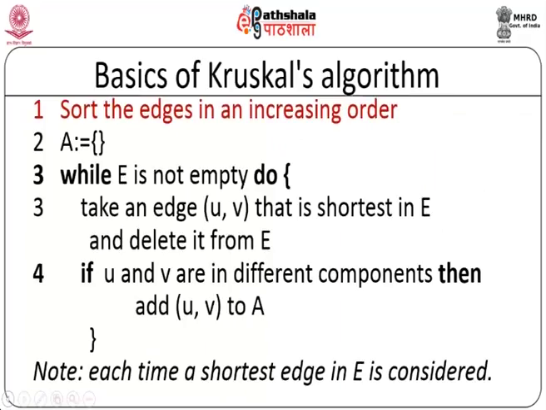Now, let us look at the basics of the Kruskal algorithm. You sort the edges in increasing order. Initially A is empty, that is the final tree, while E is not empty, that is, there are still edges. Take an edge u v that is shortest in E and delete it from the list of edges. If u and v are in different components, then add u v to A. Each time, the shortest edge in E is considered.